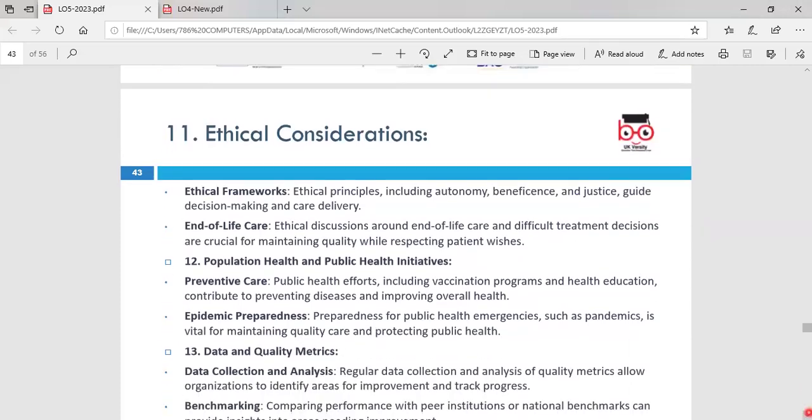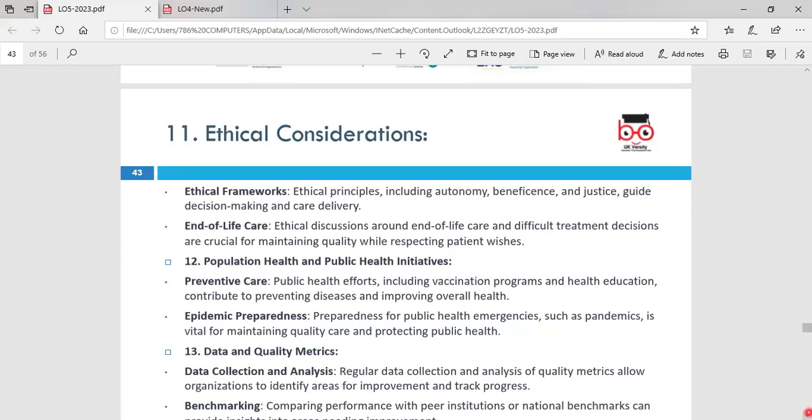Ethical considerations. So you have your ethical frameworks. The principles include autonomy, beneficence, justice, non-maleficence, guiding decision making and care delivery. So every person who's working within that system should be aware of these ethical frameworks. And end of life care. So you'll have these difficult situations where you'll have to probably go towards end of life support for someone. How do you cope with that, or how do you help families cope with that? That has to be taken under consideration, and everything has to be very ethical in those terms.